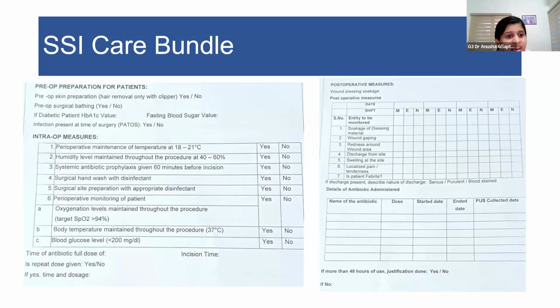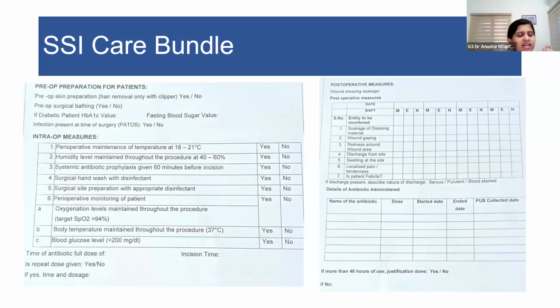Now, this is important: whether antibiotic prophylaxis is given 60 minutes before incision, whether surgical hand wash was done, whether surgical site preparation was done with appropriate disinfectant, and perioperatively, whether the patient's SpO2 is more than 94%, whether the person is in normothermia, whether his blood glucose is maintained. Okay, so all this is checked.